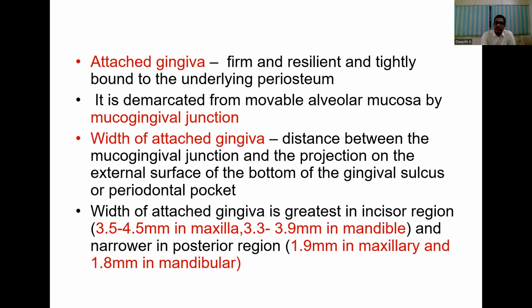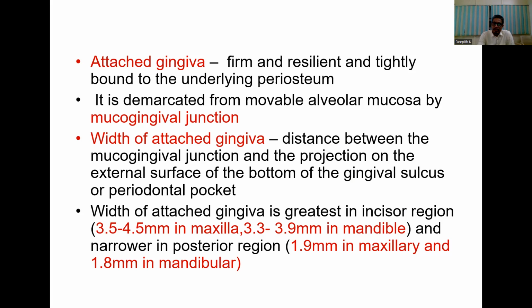Coming to attached gingiva, it is firm and resilient and tightly bound to the underlying periosteum. It is demarcated from the movable alveolar mucosa by the mucogingival junction. It's a white silvery line demarcating the movable tissue from the immovable, attached area. From that demarcating line, the mucogingival junction, to the free gingival groove, it is considered the attached gingiva. How will you measure the width of attached gingiva?